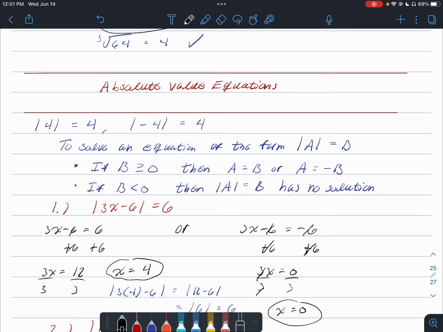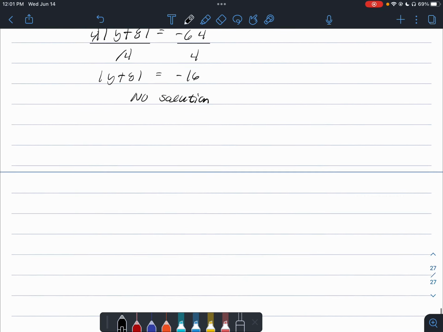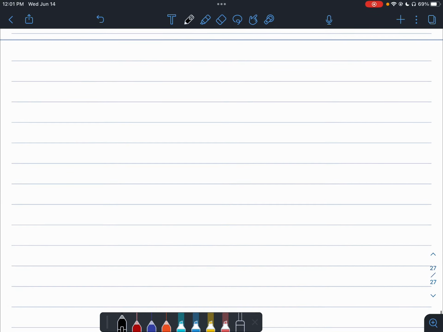The other thing you should take away from this is that you can think of the absolute value as a distance from 0. That is how you can think of the absolute value sign. So hopefully that helps a little bit with your homework.